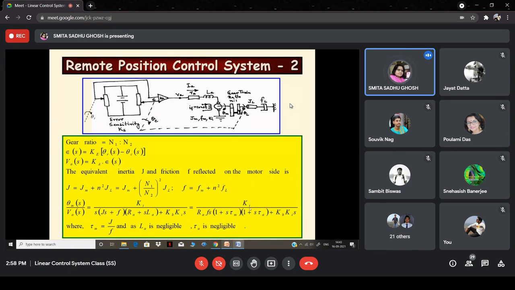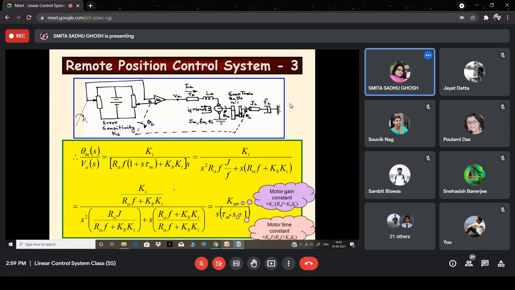Why second order? Here you will have Ki in the numerator. In the denominator, you will be having RAFS into 1 plus S tau m. So there is a second order term and a first order term, plus KB KIS, because this is absent. That is what we will be showing next.